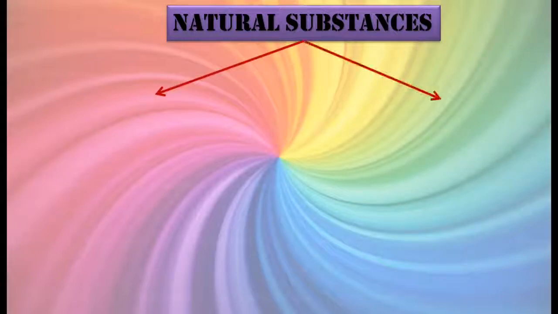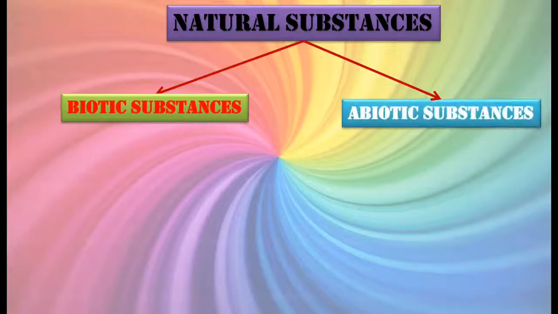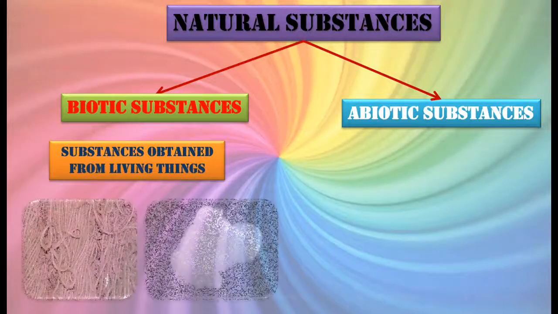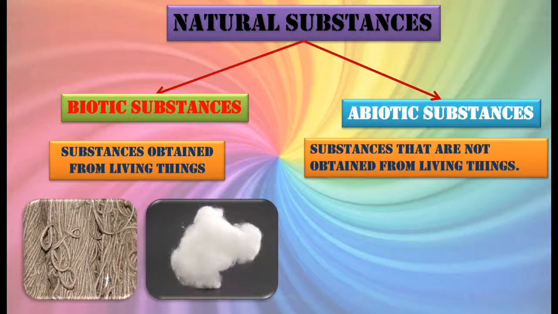Now, natural substances can be further divided into two parts: biotic substances and abiotic substances. Now remember, in our surroundings, in our environment, there are many things that come to our use, and some are called biotic substances and some are called abiotic substances. Now, what is the difference between biotic and abiotic? Biotic substances are obtained from living things. Okay? Biotic means, bio means alive, living organisms. Okay, so substances obtained from the living things. For example, you get wool or you get jute from the plants, and that is also a living thing, right?